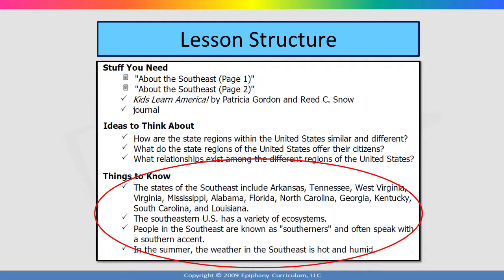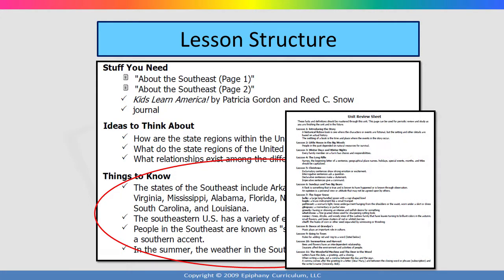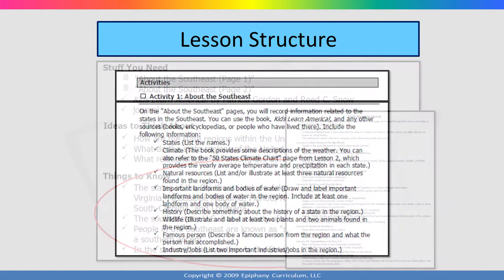The Things to Know section should be thought of as memory work. This section will outline the knowledge and vocabulary that your child will learn and memorize in the curriculum. Each unit has a review sheet that summarizes the things to know for each unit. This should be used as a quick daily review. It is not necessary to memorize every definition word for word, but your child should be exposed to the vocabulary in the lesson and in other situations.